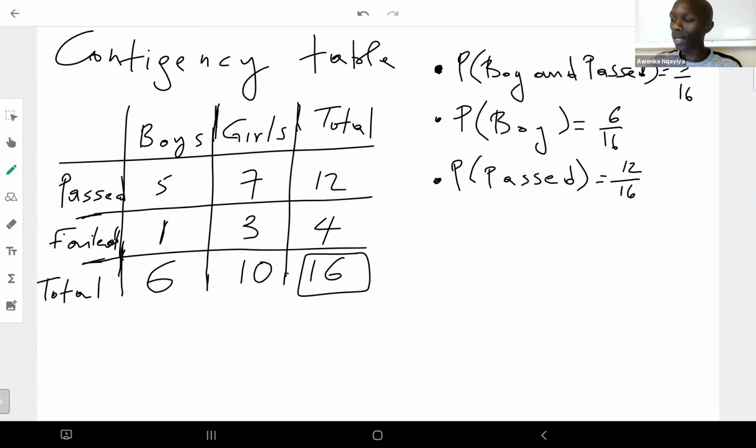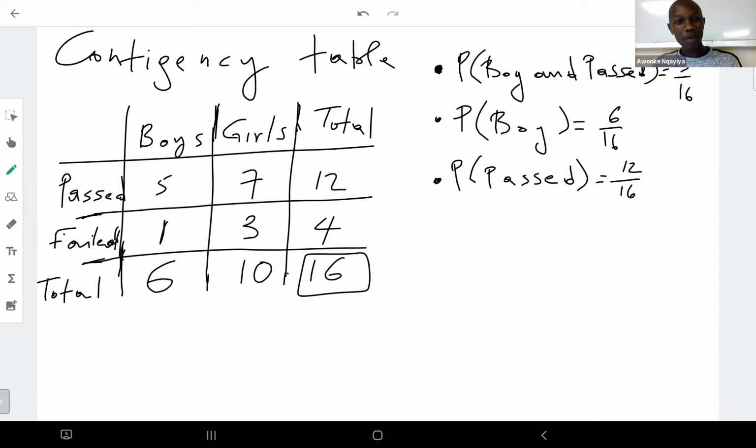Now you will encounter a question here whereby they ask you to check the independence between the gender and whether you pass the test. Is the event that you are a boy contributing to whether you are going to pass the test or not? Is the event that you are a girl contributing to an outcome whether you are going to pass a test or not? So that is where we check the dependency now.